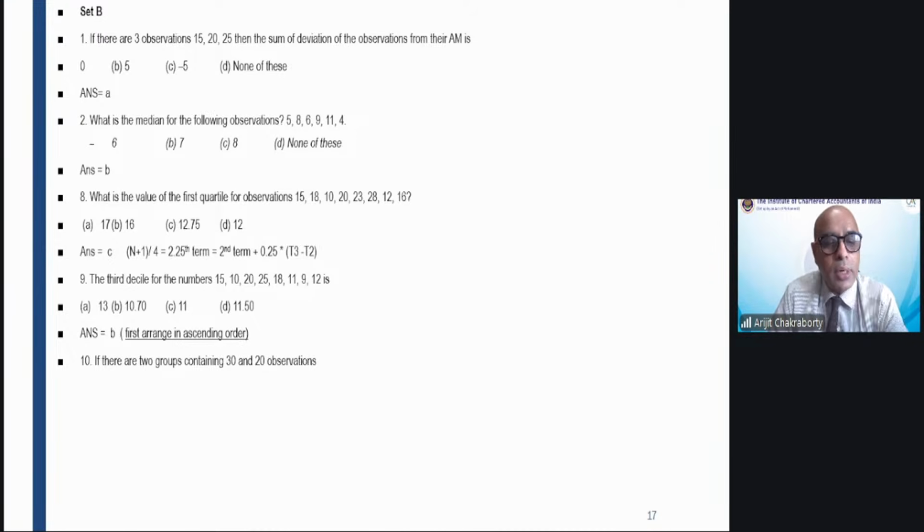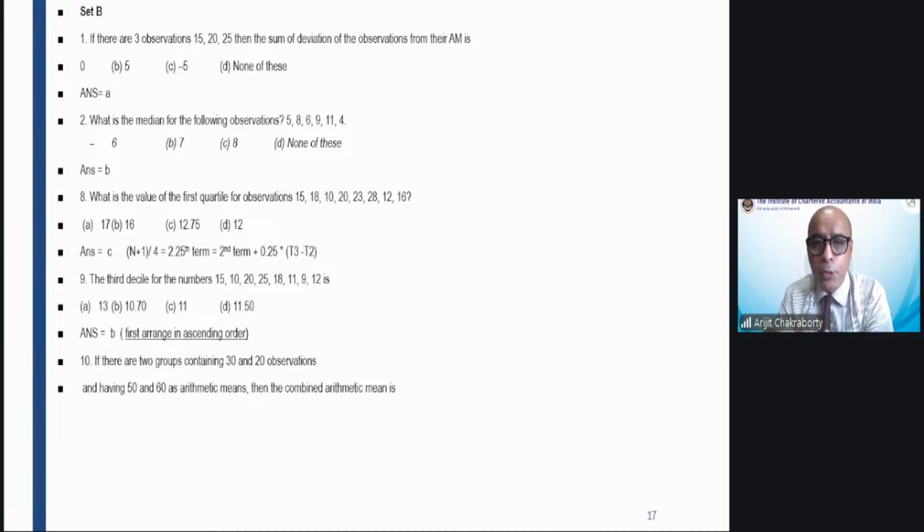Next, question number 10. If there are two groups containing 30 observations and 20 observations, plus we have the arithmetic mean. This is based on grouping of the two given segments, and we have to find the combined arithmetic mean. Two groups are given, where the sizes are n1 and n2. n1 is 30, n2 is 20, and x1 bar is 50, meaning the arithmetic mean of the first group is 50, and x2 bar is 60, so the arithmetic mean of the second group is 60.